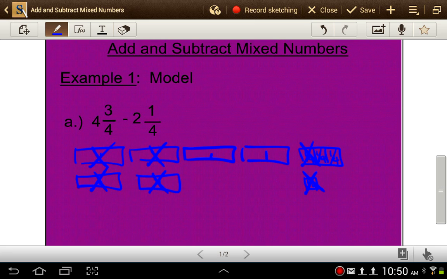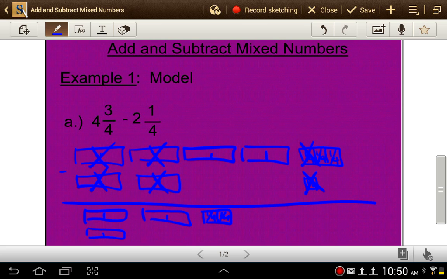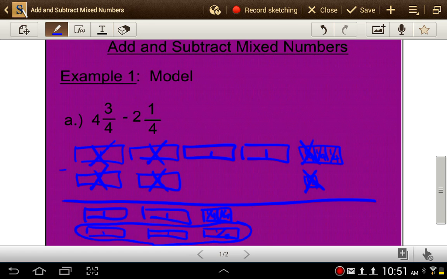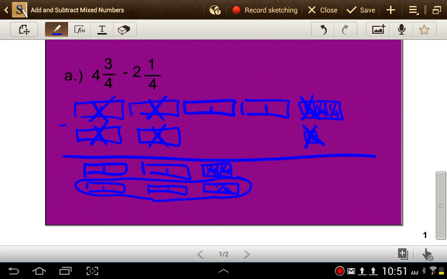Now I'm going to rewrite my answer. I have 2 whole amounts left. And I have 1, 2 of my 1/4 left. I can look to see if that can simplify. Yes, that can simplify. So my final answer is going to be 1 whole amount, the second whole amount, and then that is going to be 1/2. And that is going to be my final answer. So there's my 2 1/2.